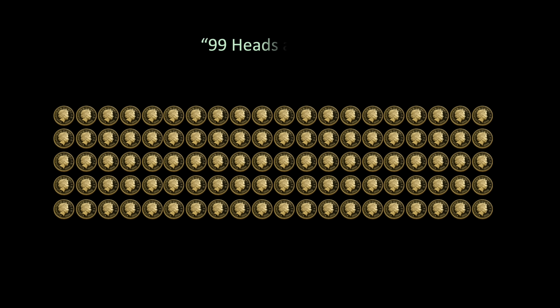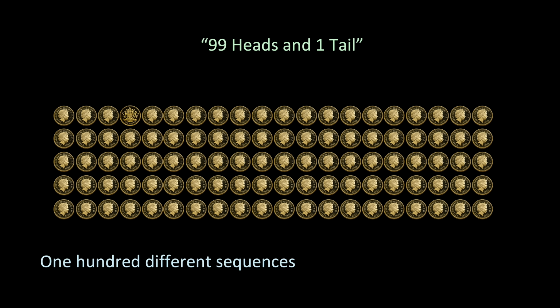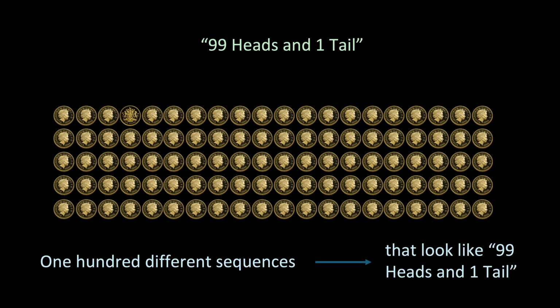Whereas for the macrostate 99 heads and 1 tail, the tail could be in the first position, or the second, or the third, and so on, all the way up to the 100th position. So there are 100 different sequences that look like 99 heads and 1 tail. And so we say that there are 100 microstates corresponding to this macrostate.